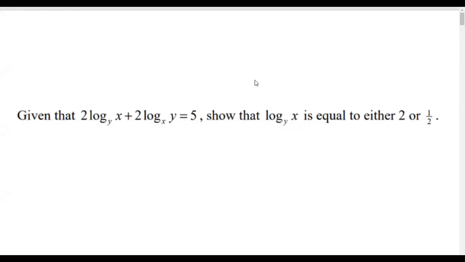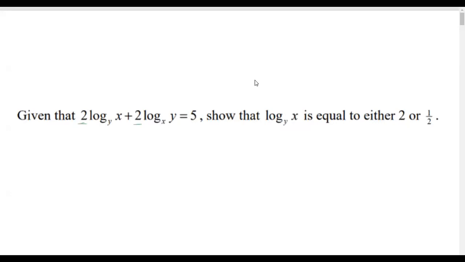So here we've got a question that's got logs involved. And it says, given that 2 log base y of x plus 2 log base x of y equals 5, show that log base y of x is equal to 2 or a half. Now, you'll probably need to use your log rules of some description.